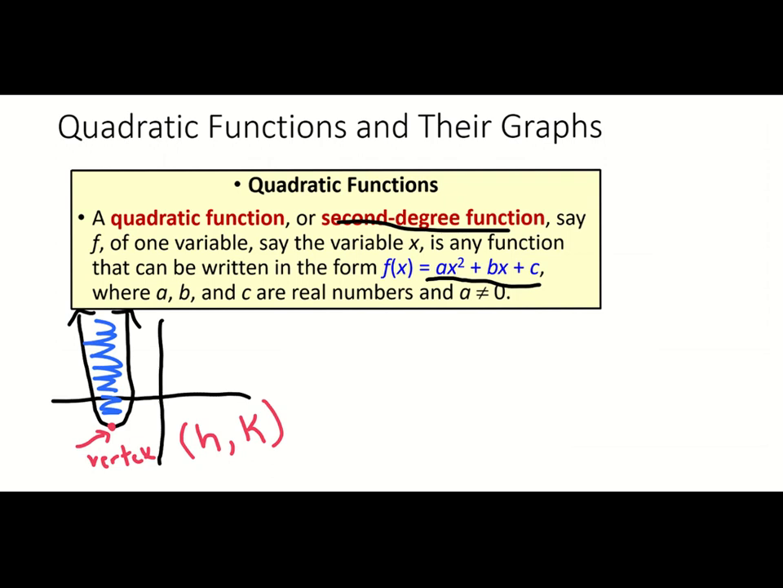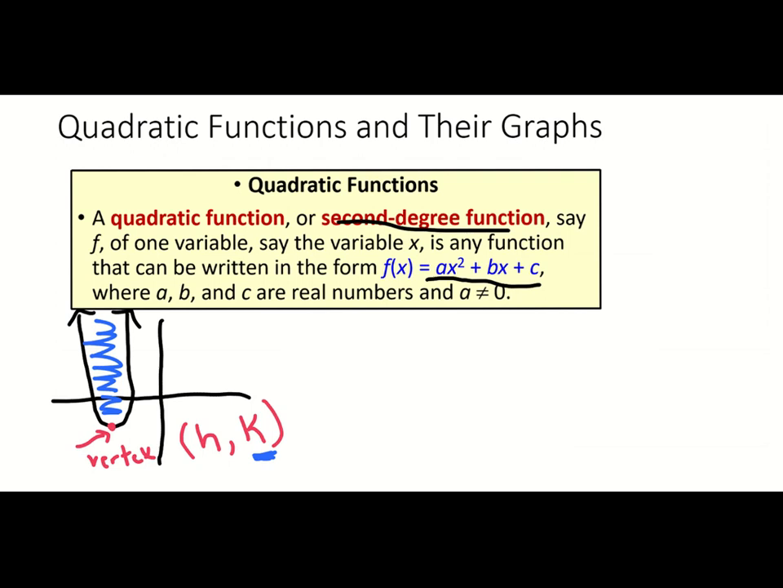The vertex is the minimum of the equation. And when they ask you for the minimum value of the equation, they are looking for the y or the k value of the equation. So when they say the minimum, they want the k value or that y value there.